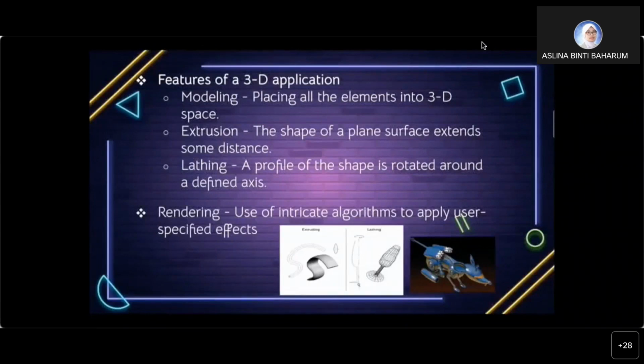The first one is modeling, placing all the elements into 3D space. Second one, extrusion. The shape of a plane surface extends some distance. Last one, lathing. The profile of the shape is rotated around a defined axis. Rendering. Use of intricate algorithms to apply user-specified effects.